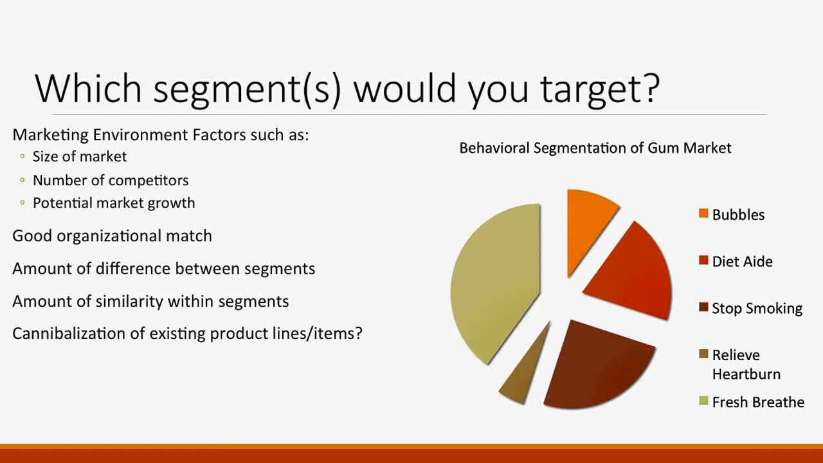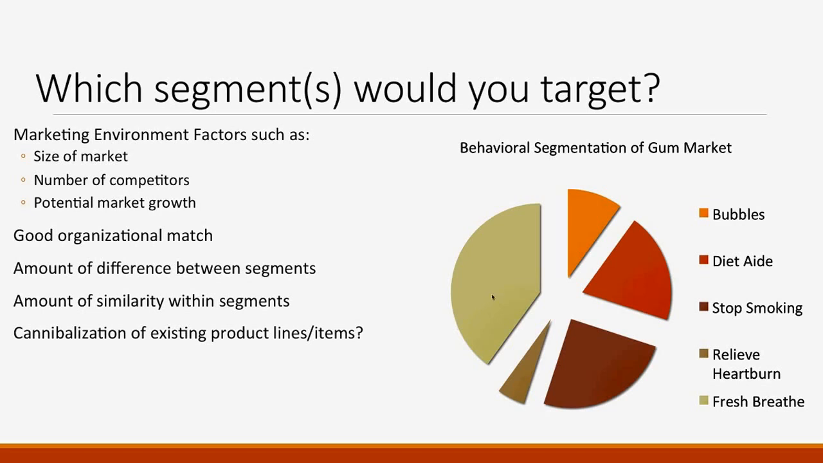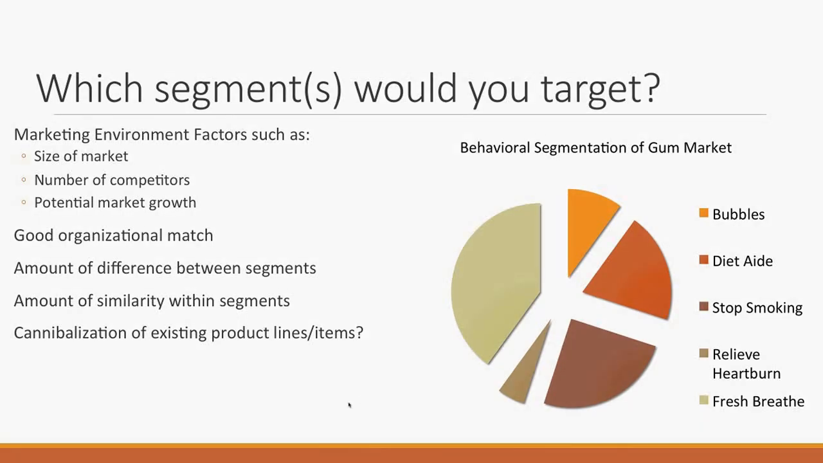For example, if a gum manufacturer recognizes this heartburn market and says maybe we could develop a brand for that, is it possible that as of now the people that are chewing gum for that particular reason are simply chewing the brands that are already in existence that are for freshening breath? Selling to an additional new segment might cannibalize or take away from your existing product line.